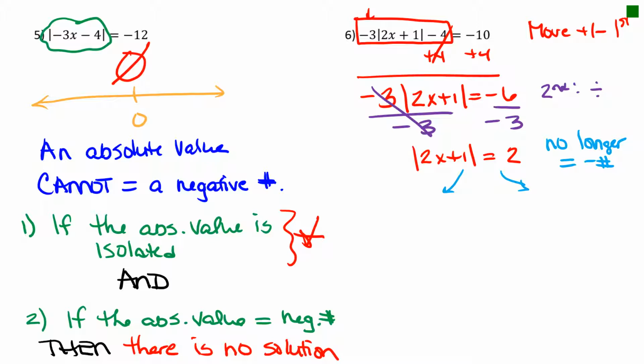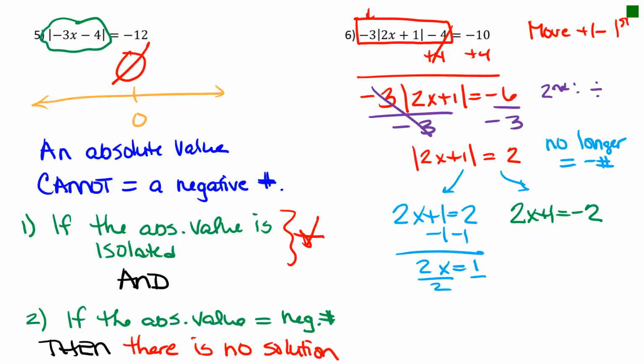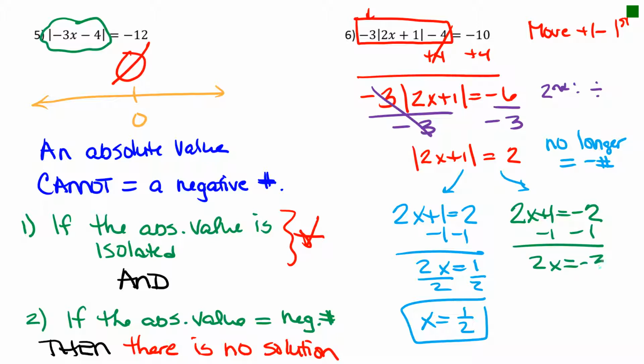So I'm going to set up my right and left. 2x plus 1 could go 2 steps to the right. 2x plus 1 could go 2 steps to the left. Solve it the regular old way. 2x equals 1. Divide by 2. X is equal to 1/2. Bada bing, bada boom. Solve it the regular old way. 2x equals -3. X is equal to -3/2.